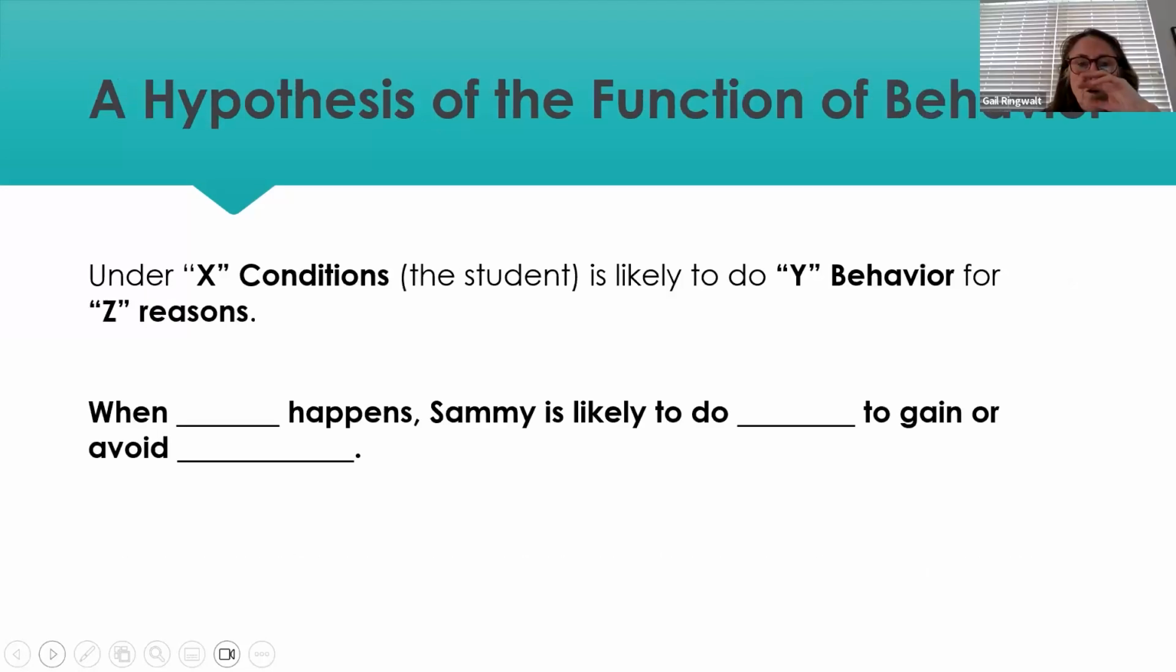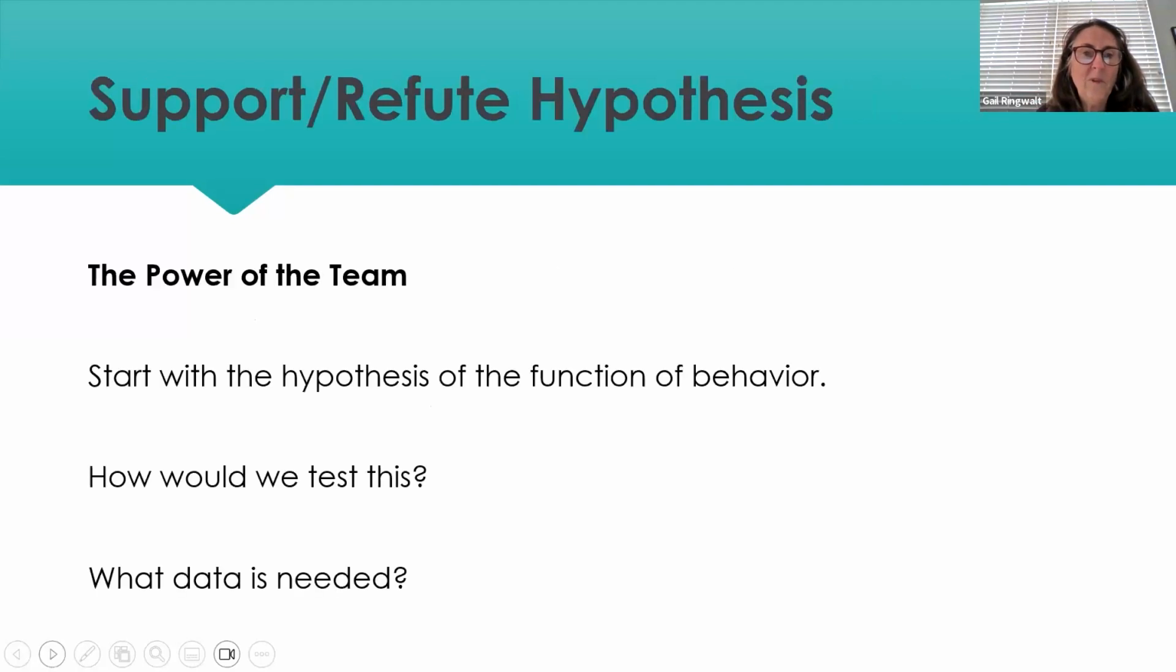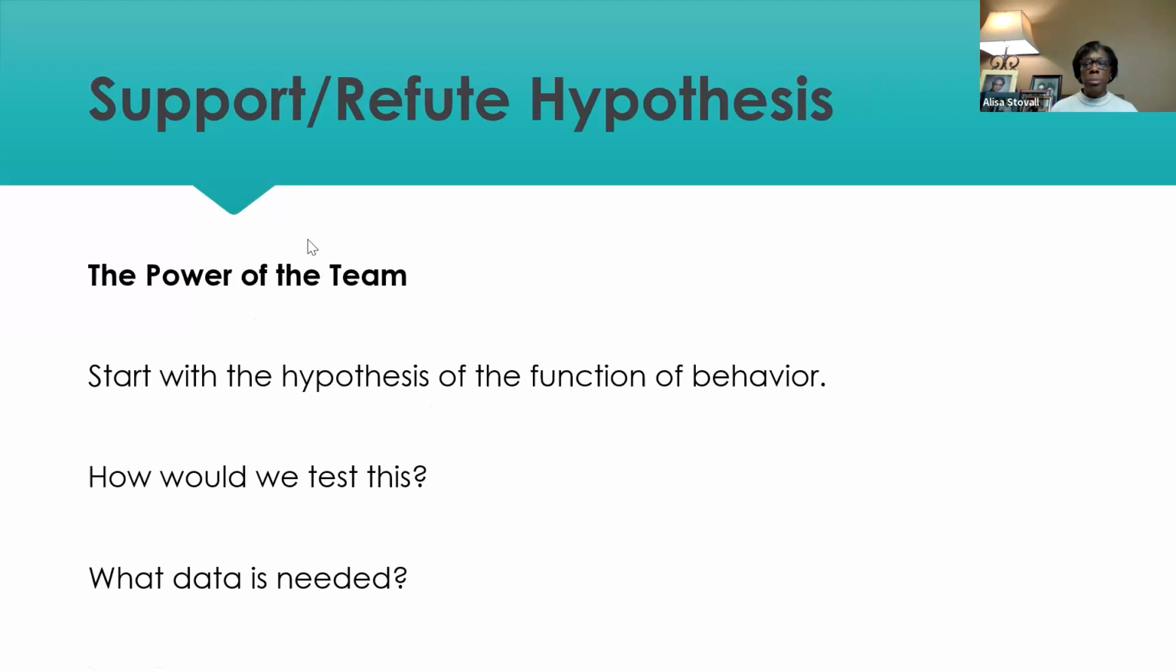So here is our hypothesis. When something happens, Sammy is likely to do what to gain or avoid what. Now, if you have more than one, keep them. Again, that's existing data. Or if you're not sure, keep one so you save yourself some work. And you may well have more. That's the beauty of having a diverse team, bringing their own perspectives from their professional skill sets.